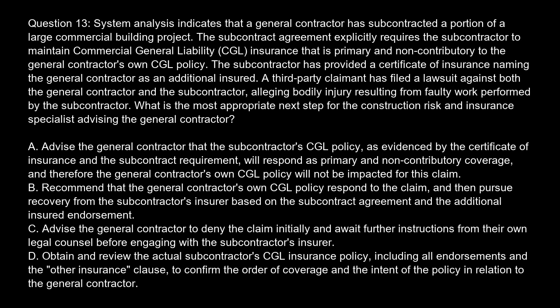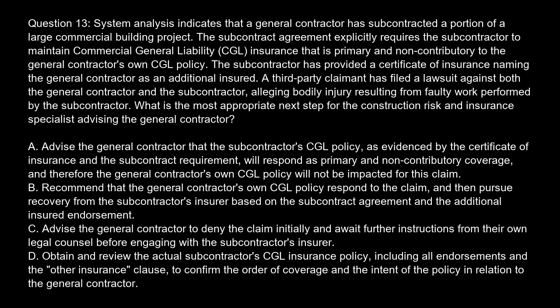Question 13. System analysis indicates that a general contractor has subcontracted a portion of a large commercial building project. The subcontract agreement explicitly requires the subcontractor to maintain commercial general liability, CGL, insurance that is primary and non-contributory to the general contractor's own CGL policy. The subcontractor has provided a certificate of insurance naming the general contractor as an additional insured. A third-party claimant has filed a lawsuit against both the general contractor and the subcontractor, alleging bodily injury resulting from faulty work performed by the subcontractor.